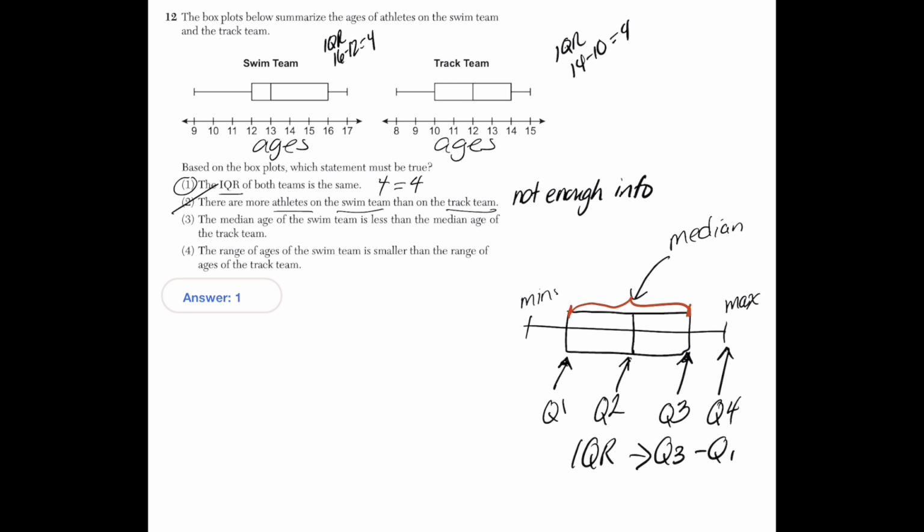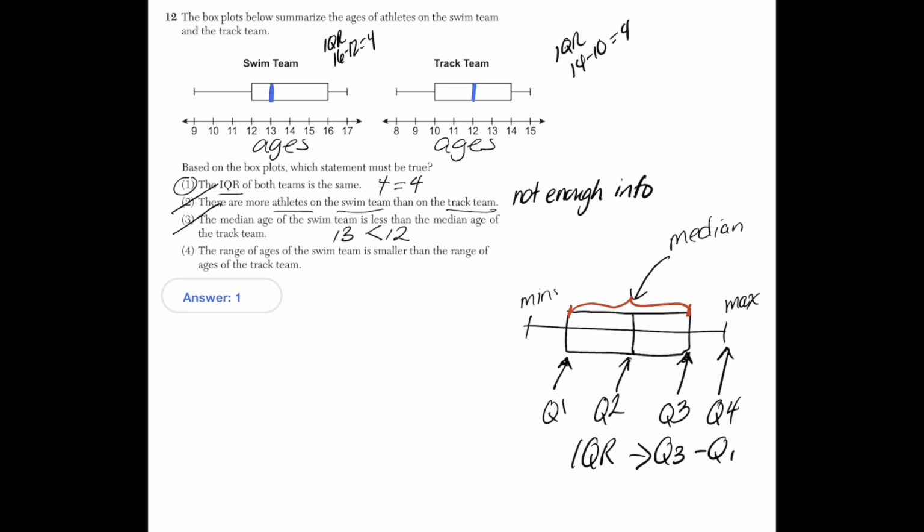Number 2, the median age. That's something we can see, and that's that little line in the middle, right over here, and over here. So the median age for the swim team is 13, and the median age for the track team is 12. So 13 is not less than 12. That's why that's not a true statement. The median age of 13 is not less than the median age of 12.